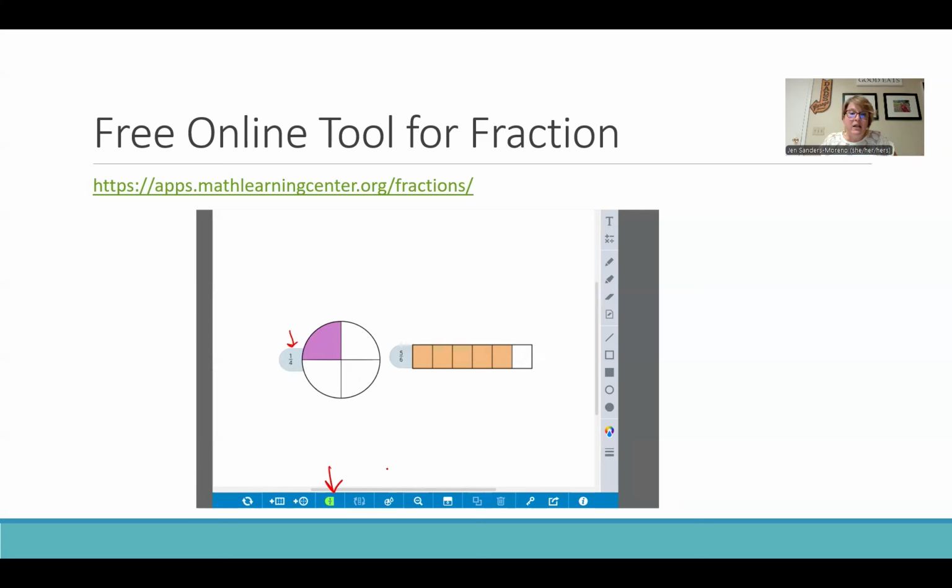Now, how do you shade? It's this little ink blot. Okay, so play, see what you think. I think it'd be pretty fun to use.